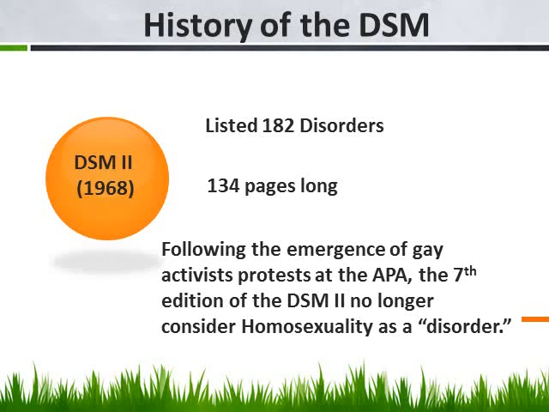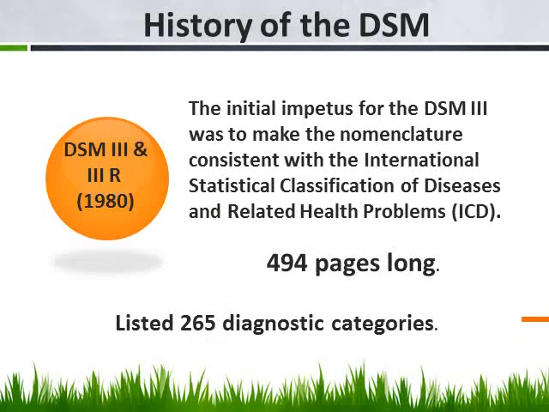And it was 134 pages long. It had listed 182 mental disorders. This was the famous edition where there were a lot of protests by a gay lobby group, and so the homosexual terminology was taken out of this book, and no longer was homosexuality considered to be a disorder. Then in 1980 came the DSM-3 and the DSM-3R.